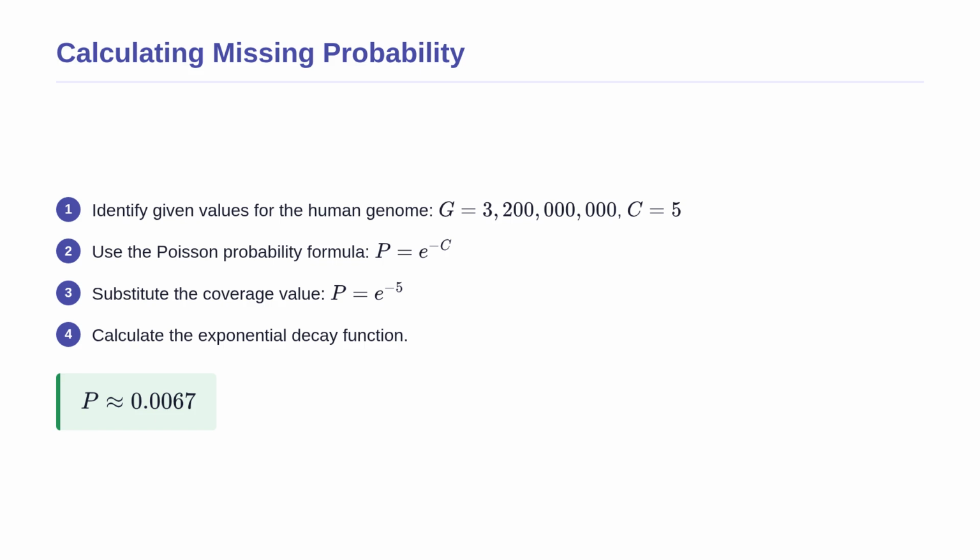First, we identify our coverage, C, which is 5. We plug this value into the exponent of Euler's number in our Poisson formula, giving us P equals e to the power of -5. Calculating this exponential decay function yields approximately 0.0067. Physically, this translates to a 0.67% chance of missing any specific base. It seems small, but in a massive genome, this fraction is highly significant.